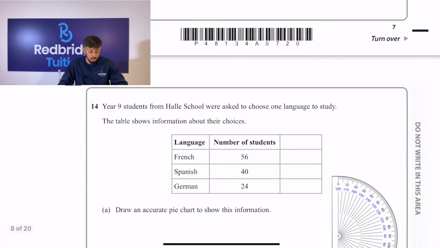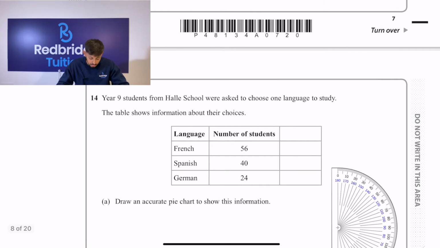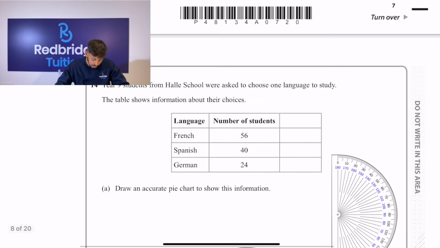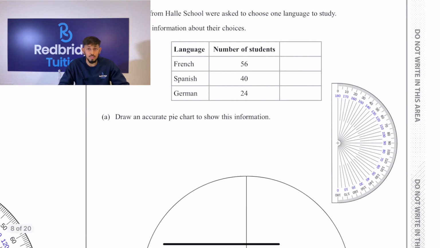Now, question number 14. Year 9 students from Hales School were asked to choose one language to study. The table shows information about their choices. So we've got 3 different languages, French, Spanish, and German, and the number of students that participate in each of these languages. Part A, draw an accurate pie chart to show this information.